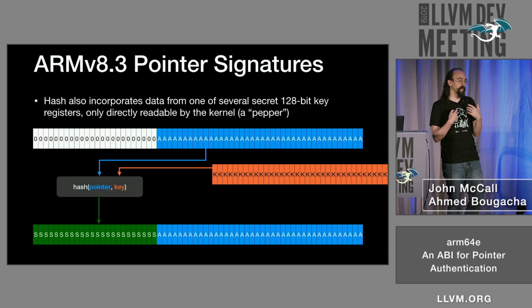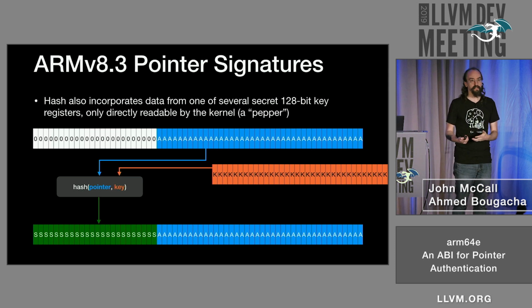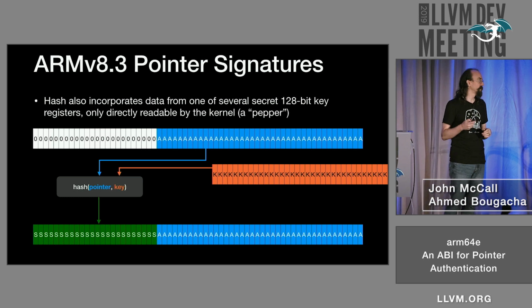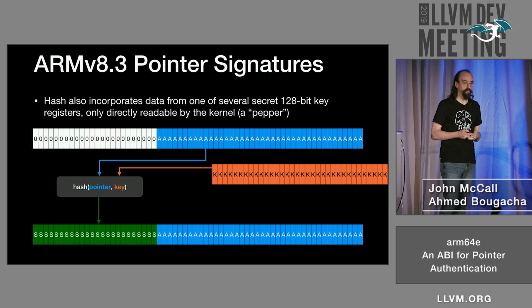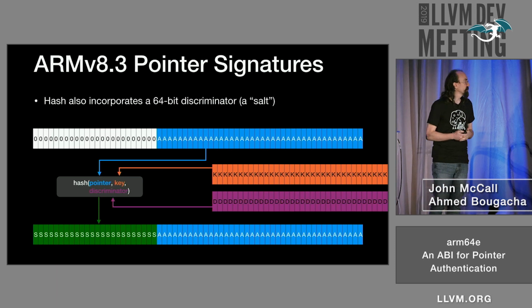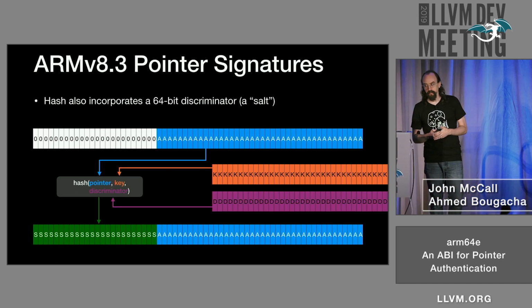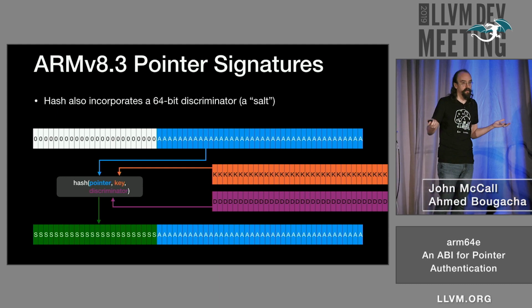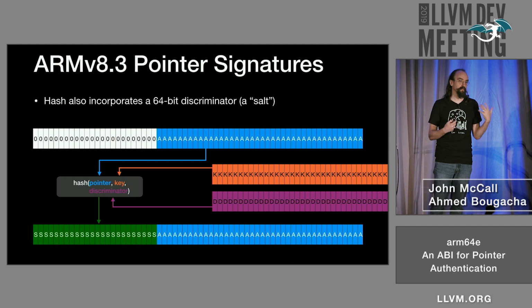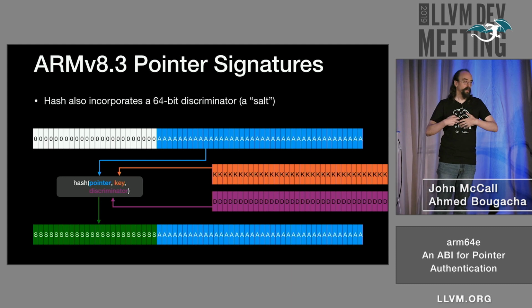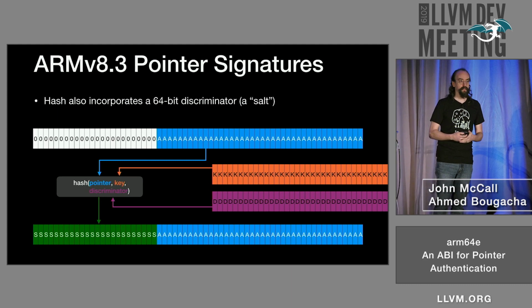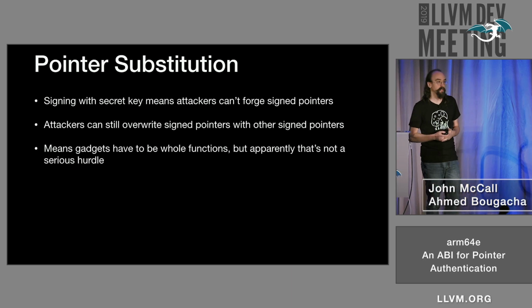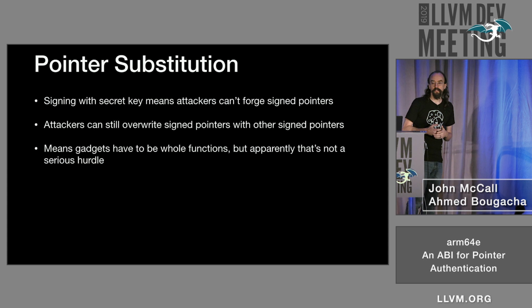So that prevents attackers from easily synthesizing a forged pointer, but it doesn't provide all the protection we need. So there's another input into this that's called a discriminator, which is just, again, 64 bits of arbitrary data, usually data associated with why you're signing this particular pointer. And I want to go into that a lot because it's actually really important. So why is this necessary?